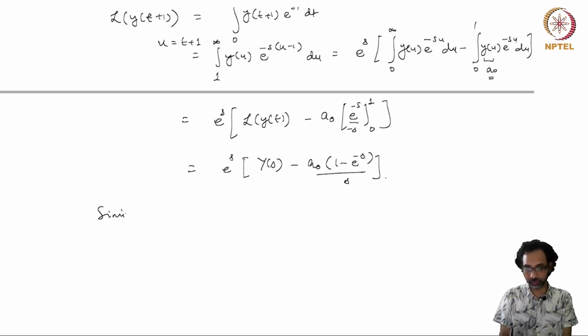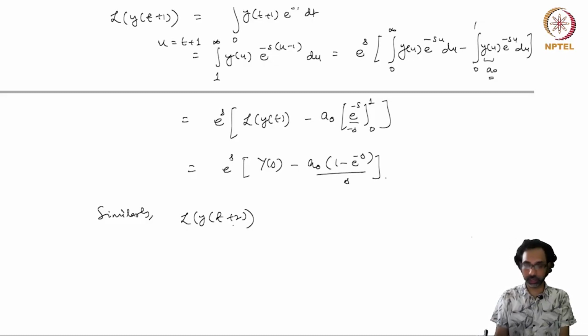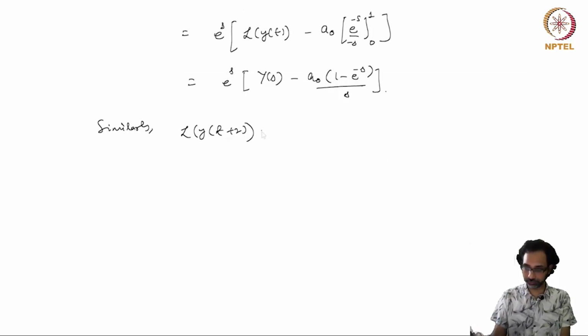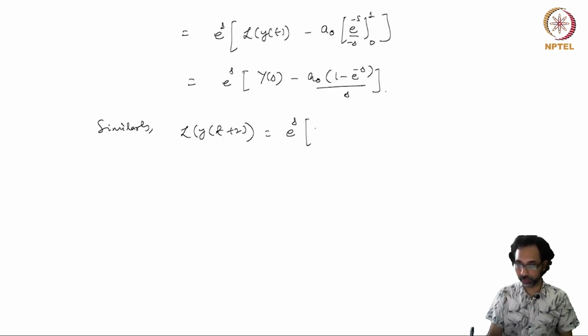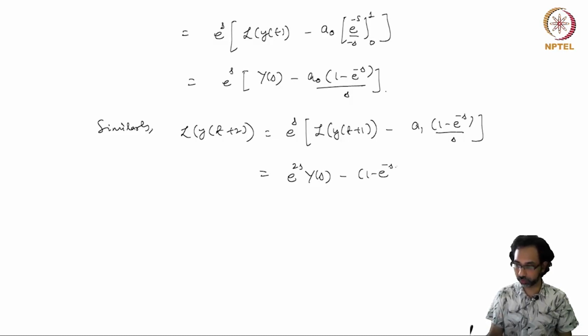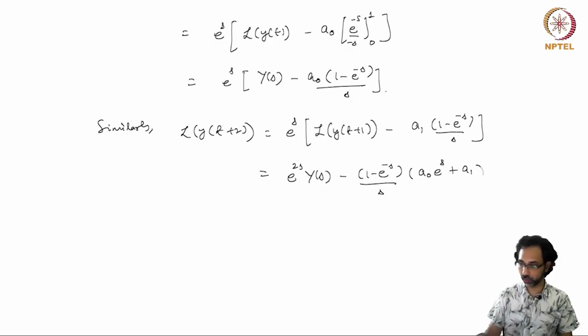Similarly, we can find the Laplace transform of y evaluated at t+2, and this will give us e^s times the Laplace transform of y(t+1) minus a1 (1 − e^(−s))/s, and this can be rewritten as e^(2s) Y(s) minus (1 − e^(−s))/s times (a0 e^(2s) + a1 e^s + a1).